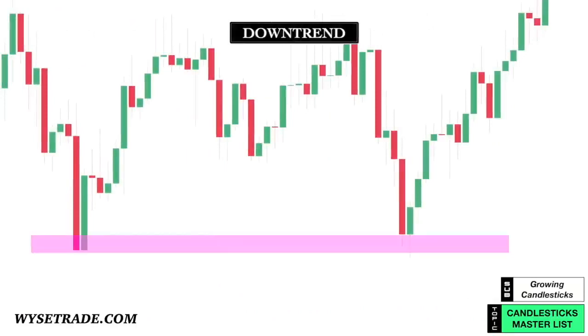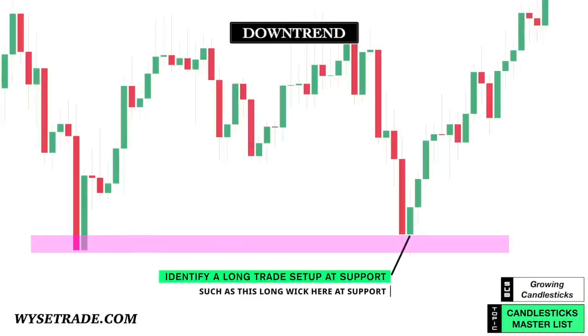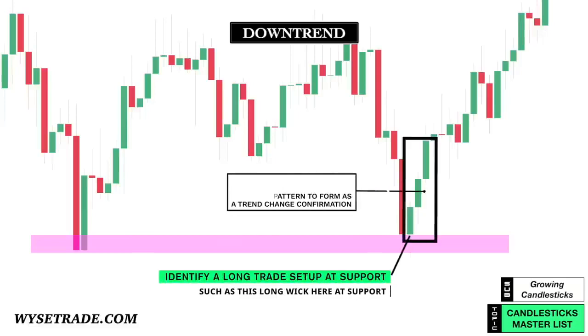You first need to identify a long trade setup at support. Now, right after the long opportunity setup occurs is when you would look for this pattern to form, where the candles increase in size one after the other.